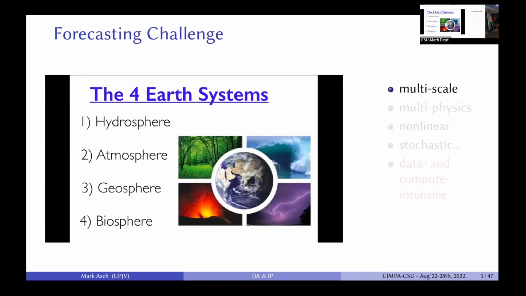So what is the challenge? In fact, we have a forecasting challenge. We want to know how a disease evolves. We want to know how a population changes, how a virus propagates, how the weather changes, how storms arrive, how fires propagate, how the jungle is destroyed or is going to develop. Basically we have 4 Earth systems that we are interested in: hydrosphere, atmosphere, geosphere, and biosphere. There are a lot of challenges out there.